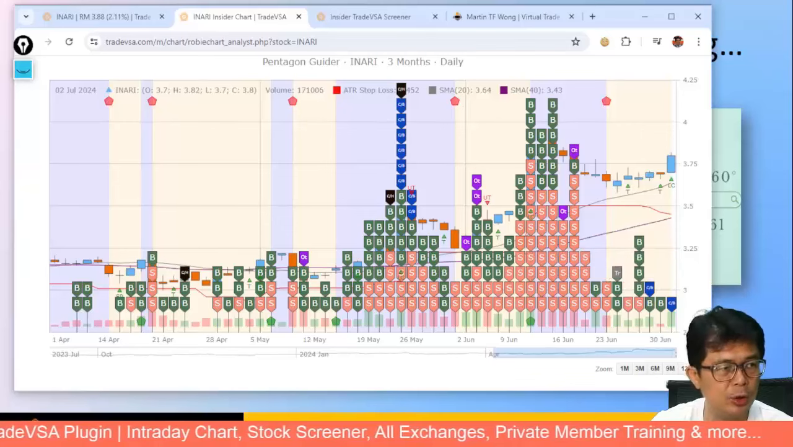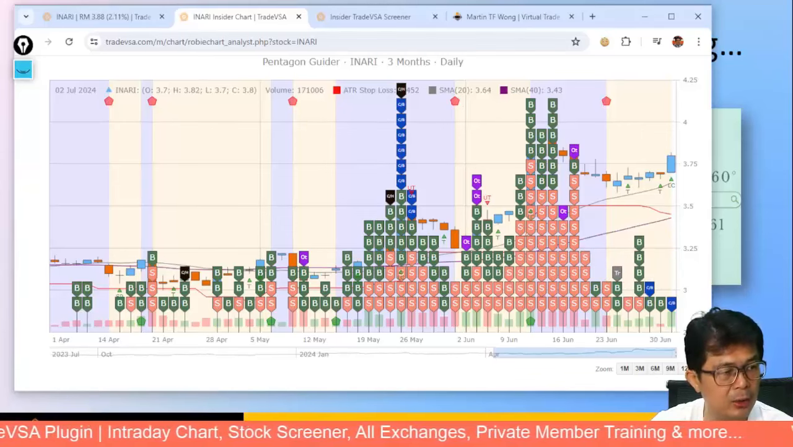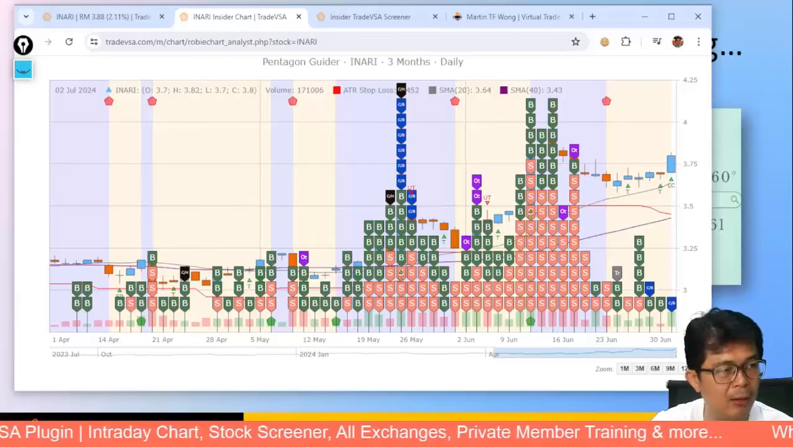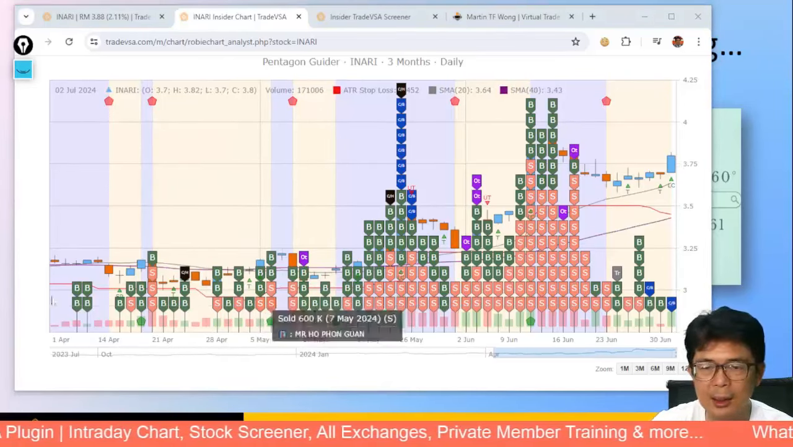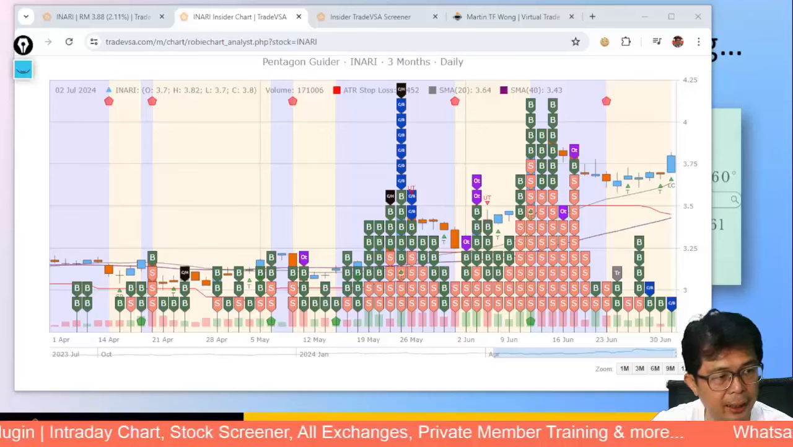Generally, even the institutions are trading the stocks, so they buy and sell. That's why you get lots of buying and lots of selling here.